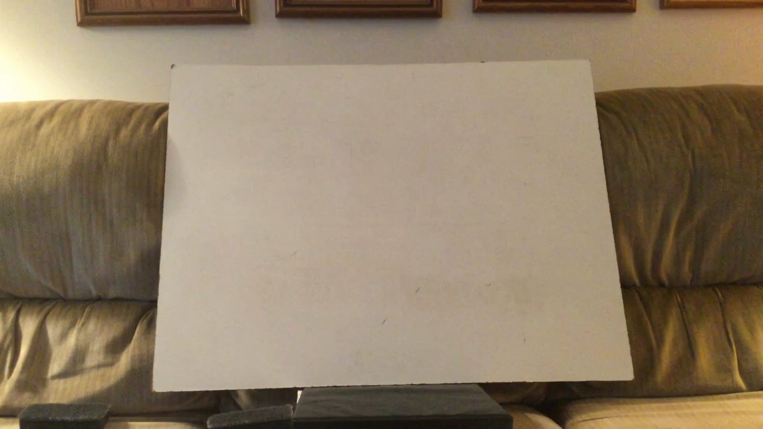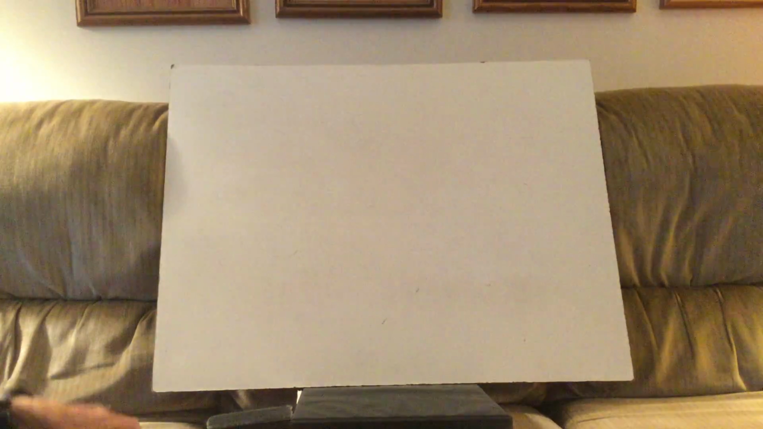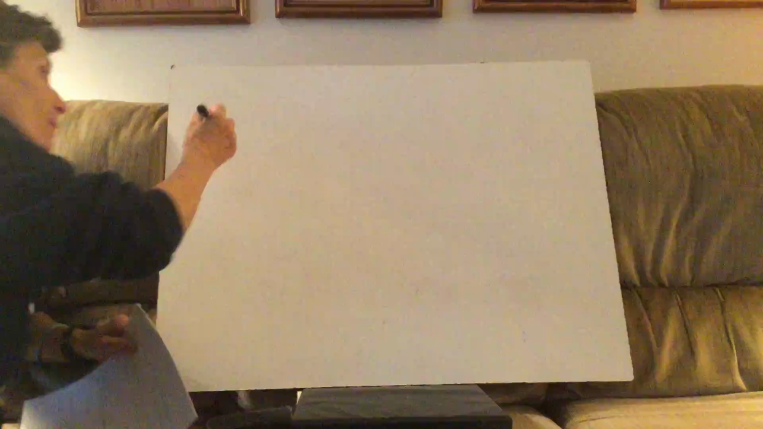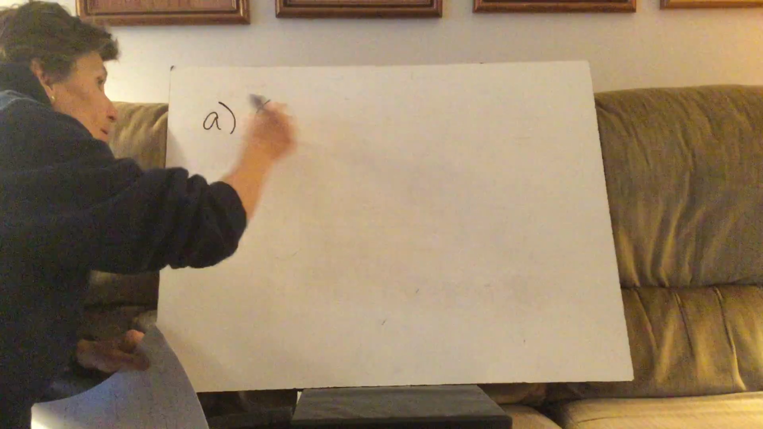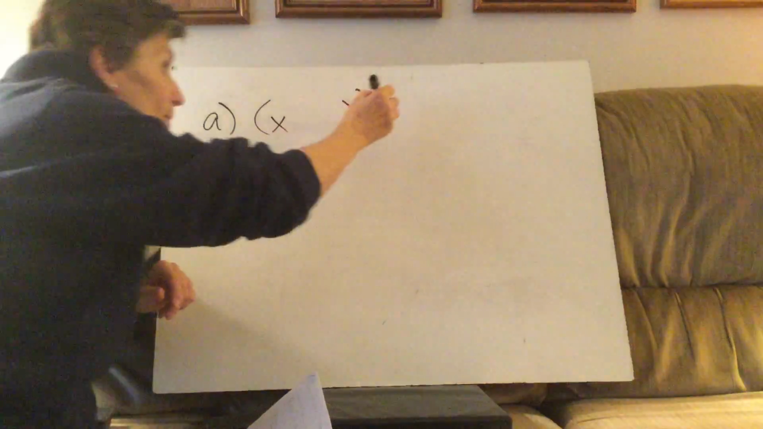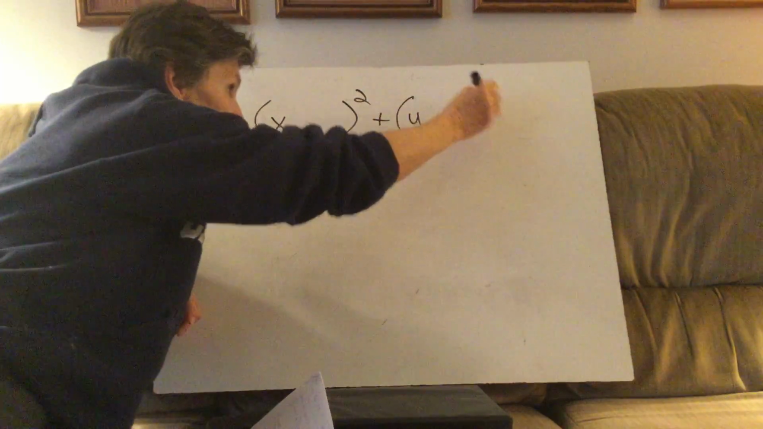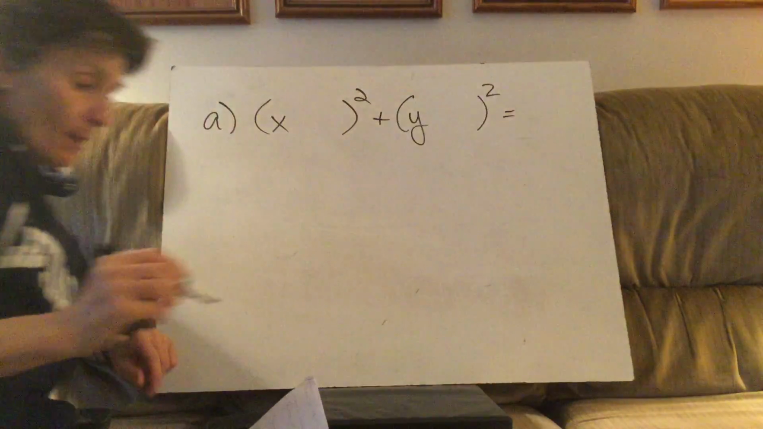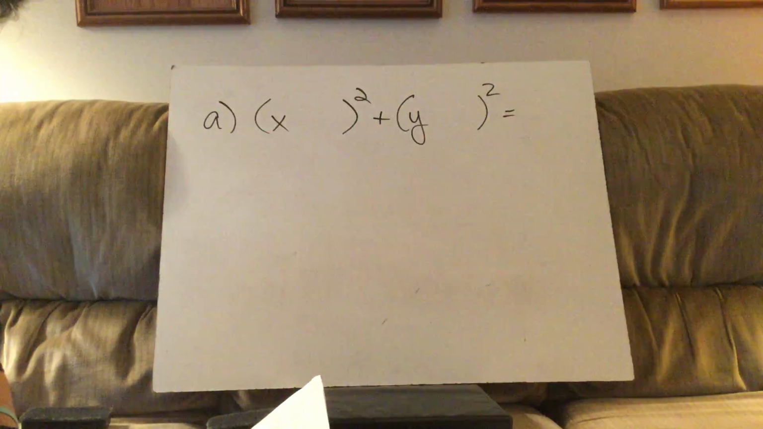Okay, today we're going to do a little practice work over what we've covered in Chapter 8. So this is practice test number 1. And problem A says write the equation of the circle. So remember that circles look like an x parentheses squared plus a y parentheses squared equal to a number. That's what circles look like.